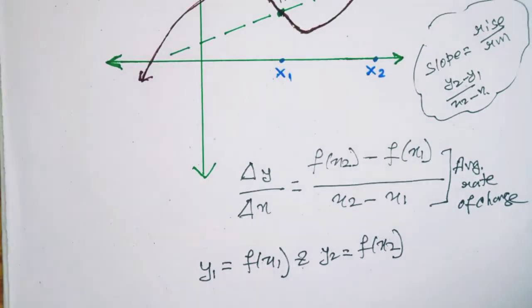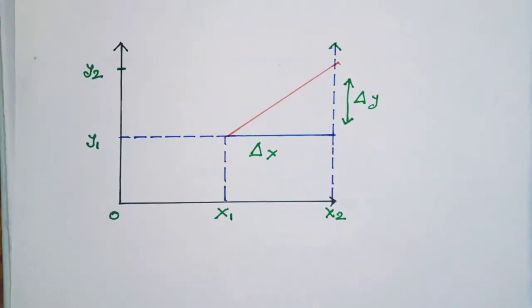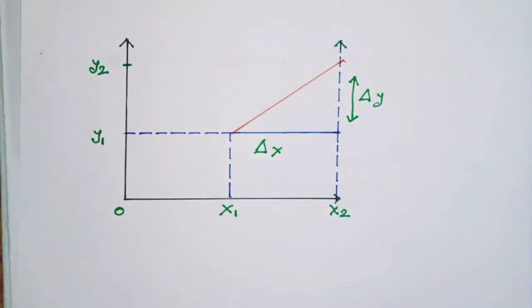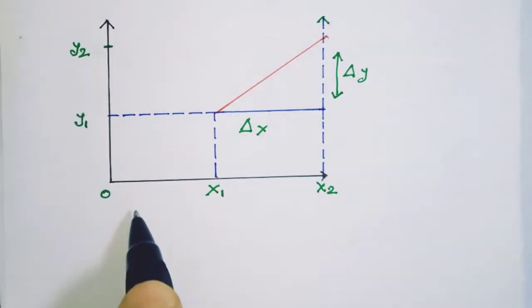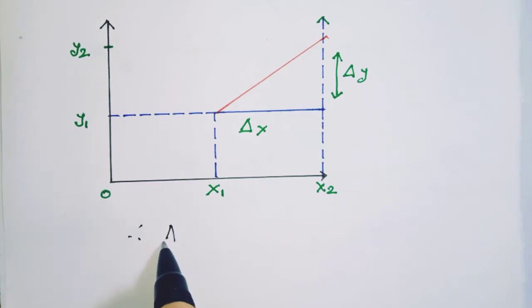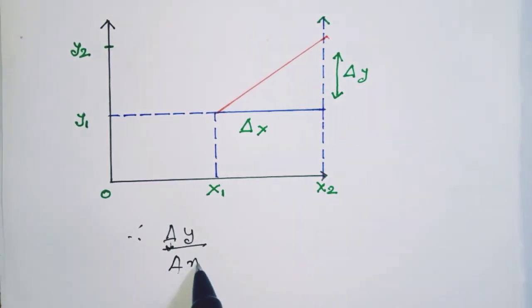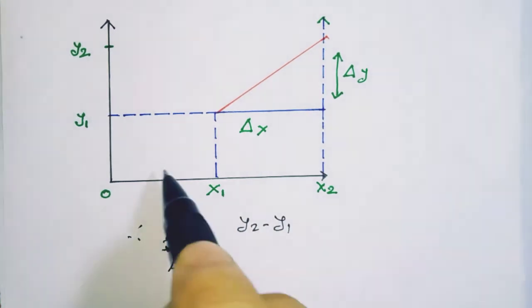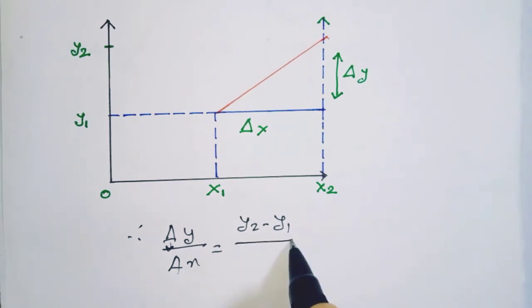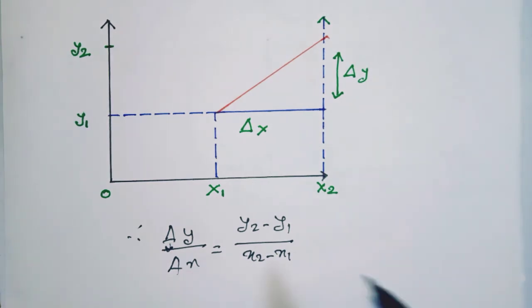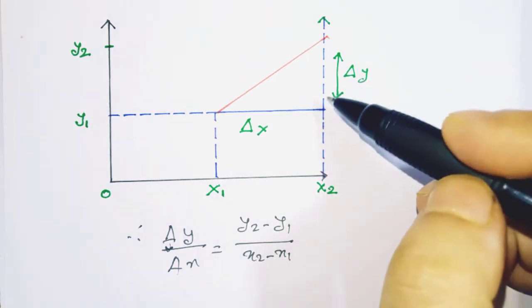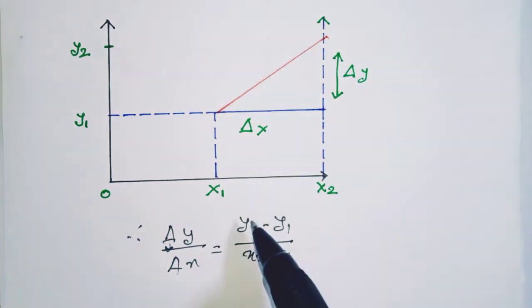Now you will see, for example, if I show you this particular graph, delta y has changed, delta x has changed considerably: the change in y with respect to change in x. So I can say delta y by delta x equals y2 minus y1, which is this change, whole divided by x2 minus x1, this change. As x has increased by delta x, y has increased by delta y. So on average per unit, y has increased by delta y by delta x.